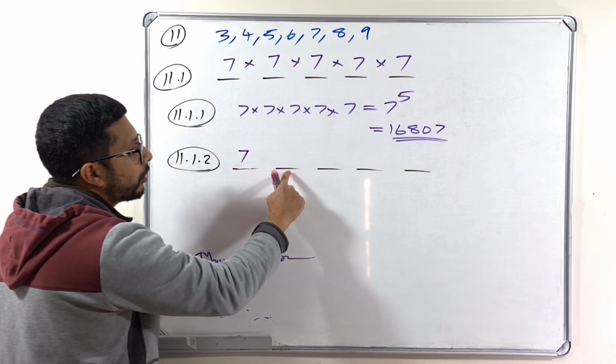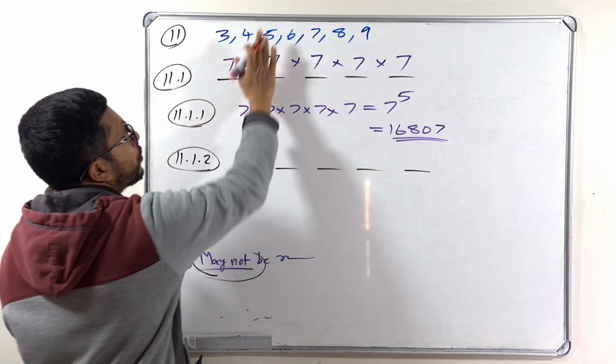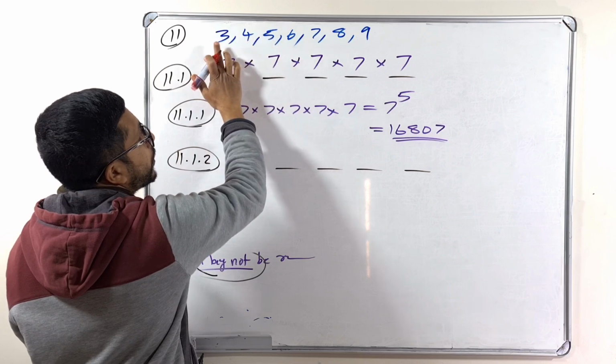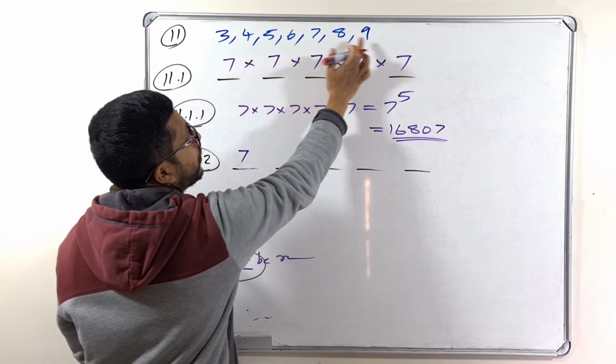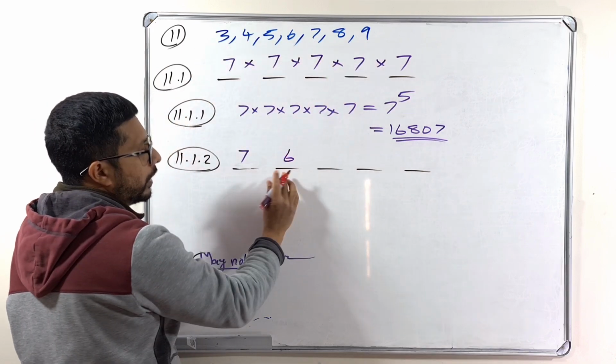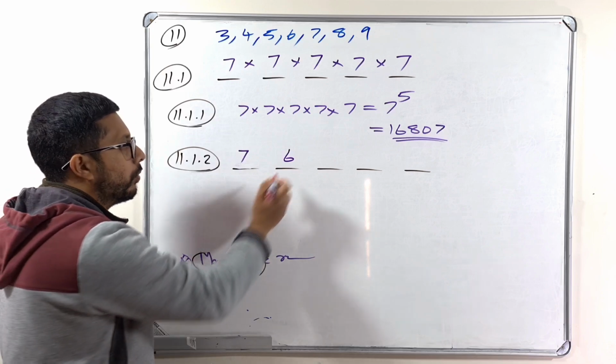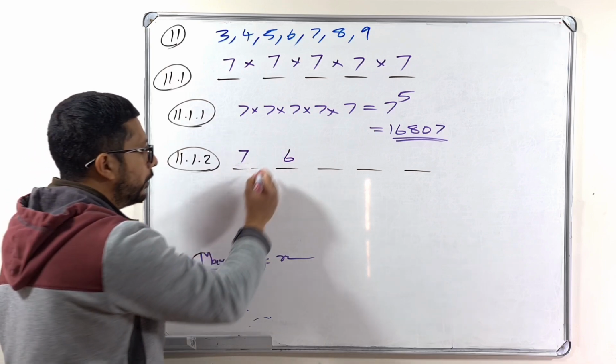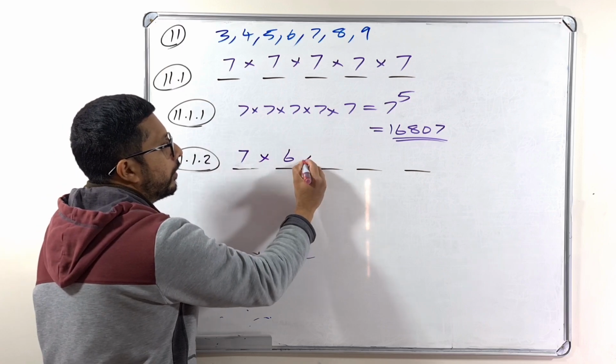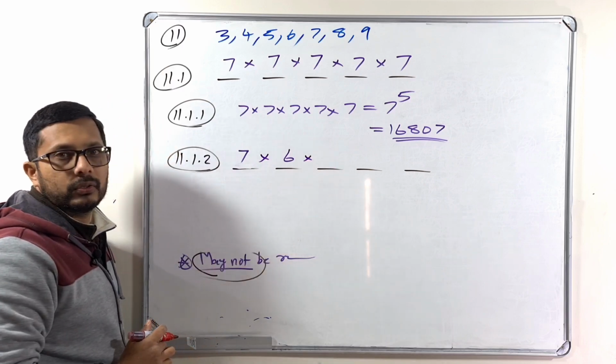So for the second one, how many options remain? 5 is out. So how many options? 1, 2, 3, 4, 5, 6. That means for the second position to be filled, I have only 6 options.